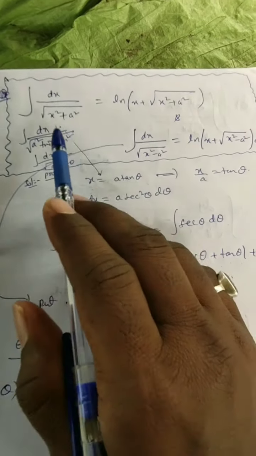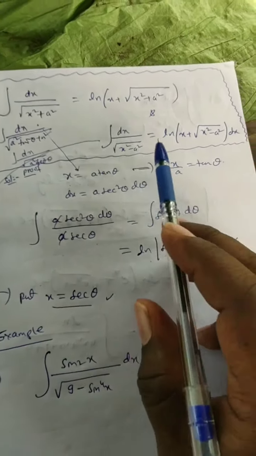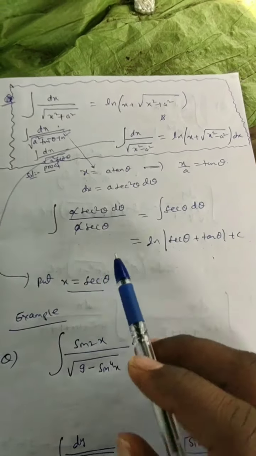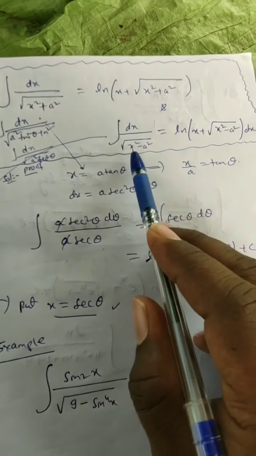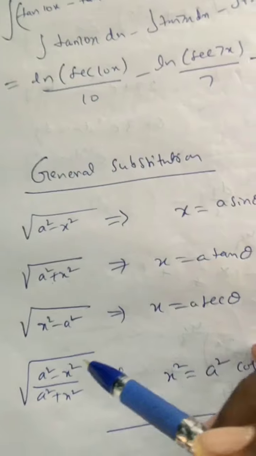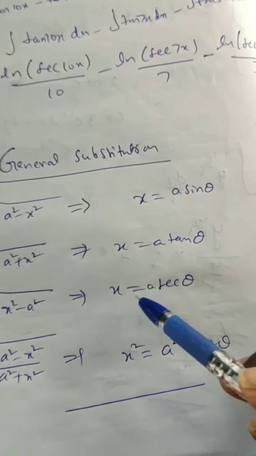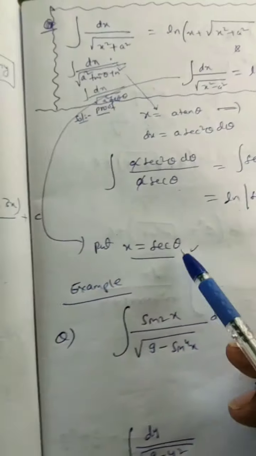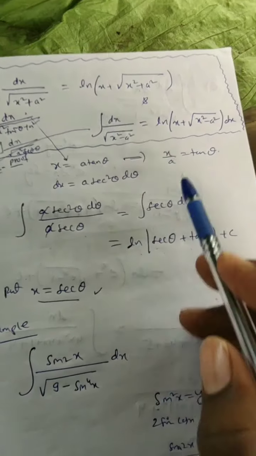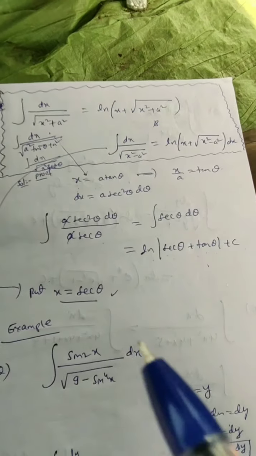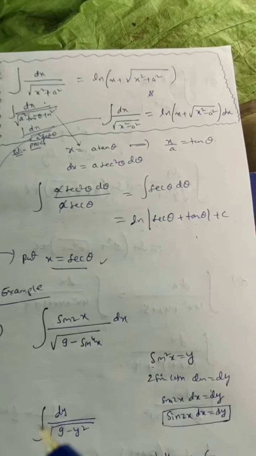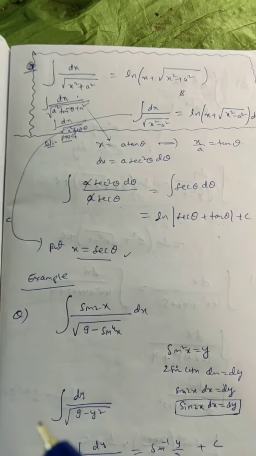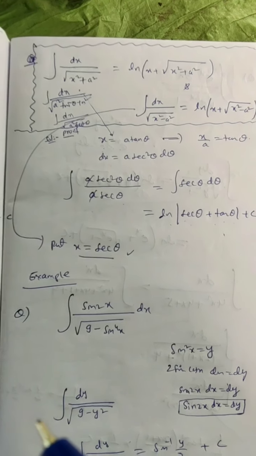You need to remember this formula, that's it. And you need to remember this formula, that's it. And to get this answer, what do I have to substitute? For x square minus a square, you should substitute x equal to a sec theta. If you substitute x equal to a sec theta, you will get this answer. Right now, all you have to do is just remember the formula, that's it.